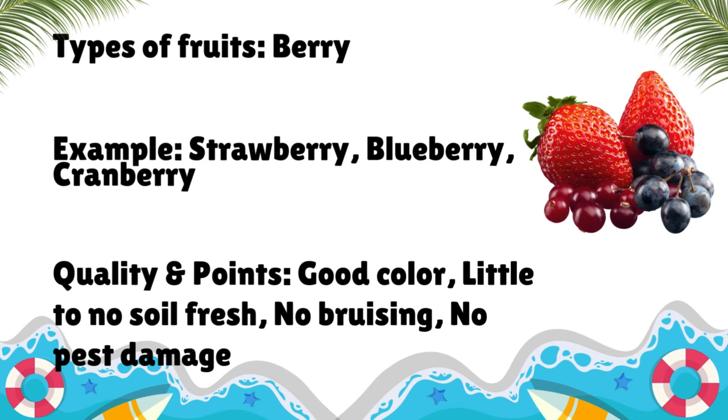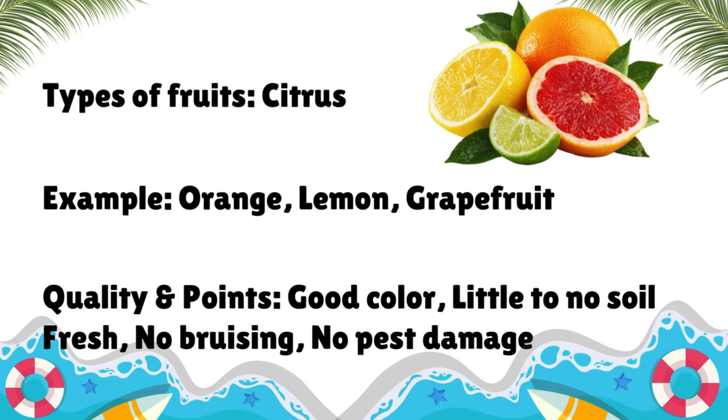Berry. Example: strawberry, blueberry, cranberry. Quality and points: good color, little to no soil, fresh, no bruising, no pest damage. Citrus. Example: orange, lemon, grapefruit. Quality and points: good color, little to no soil, fresh, no bruising, no pest damage.